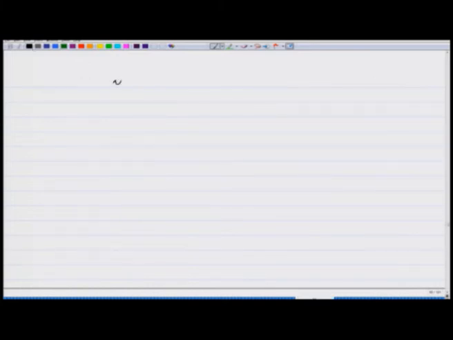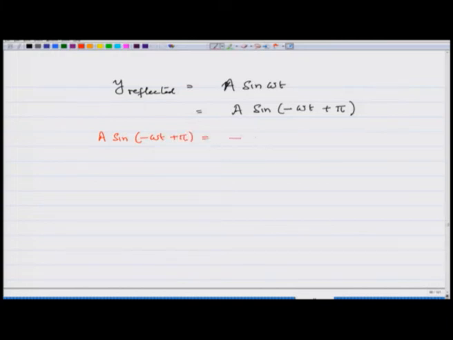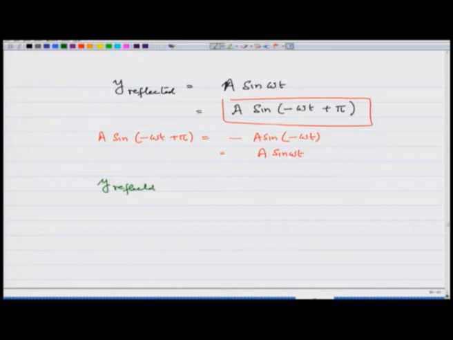So, I can write that y reflected is equal to A sine of omega t, which I can also write as A sine of minus omega t plus pi. Why? Because A sine of minus omega t plus pi is going to be minus of A sine of minus omega t, which is equal to A sine of omega t. But the purpose of writing it in this form is as follows: y reflected is equal to A sine of minus omega t plus pi. This minus omega t actually shows the phase of the incoming wave. So, we have to add a phase of pi to show the displacement of the reflected wave.